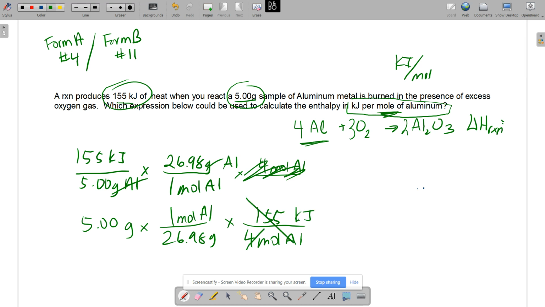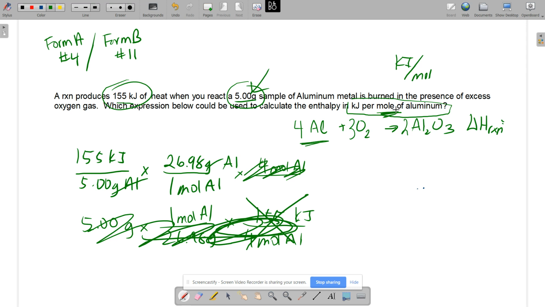But the truth of it is this is not true. That is not a delta H right there, based on a mole scale. 155 kilojoules was released when you had 5 grams, not per 4 moles or per 1 mole. So do you see it? This is really not a stoichiometry problem. I'm sorry, that was actually, if you did that, that was one of the choices.